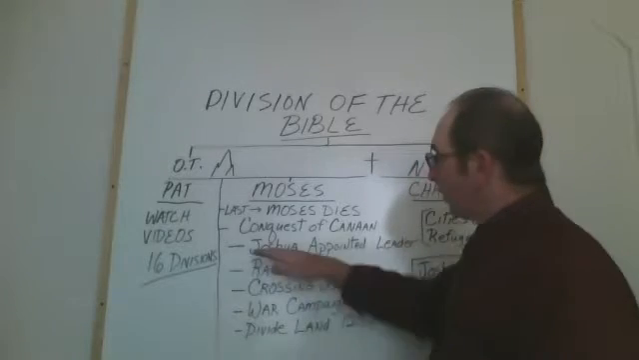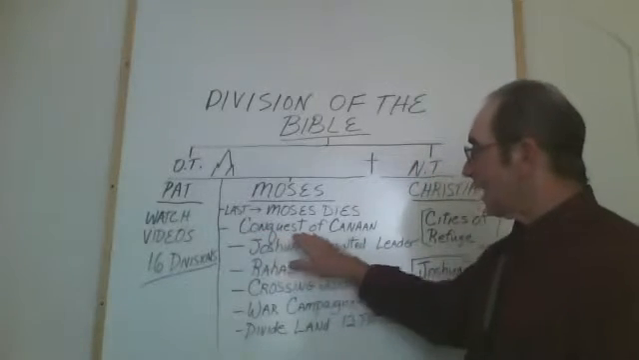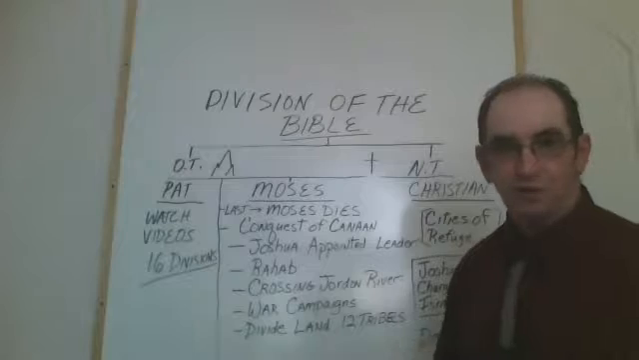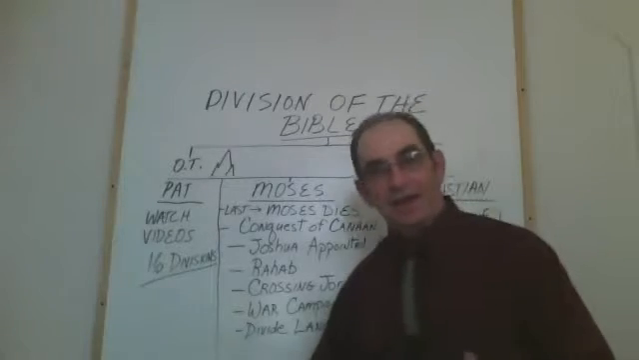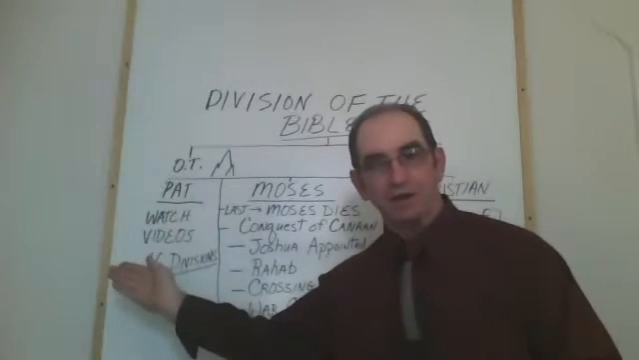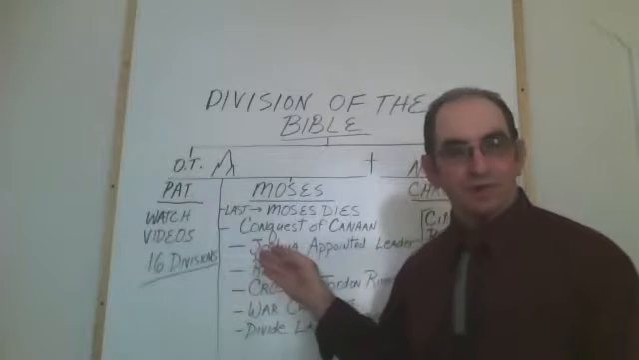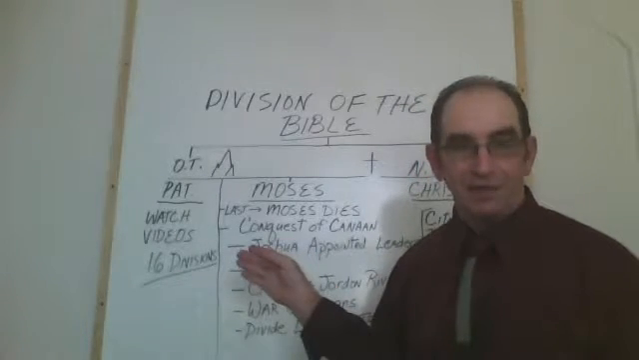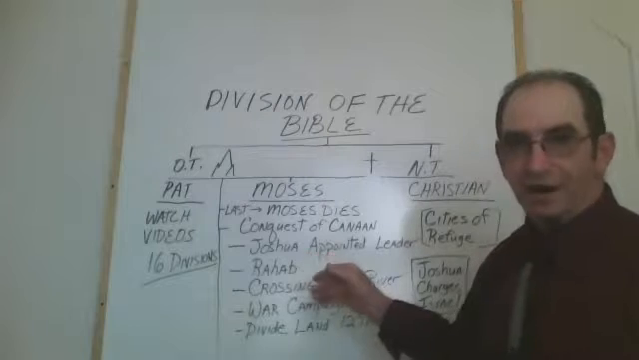So what we're going to look at today is what we're calling the Conquest of Canaan. And that means the land of Canaan had been promised to Abraham way back over here, and now the time has come to take that land, okay? So this is what this is about.